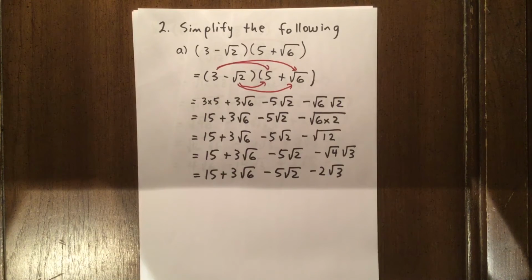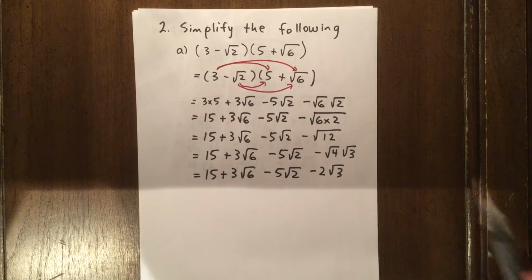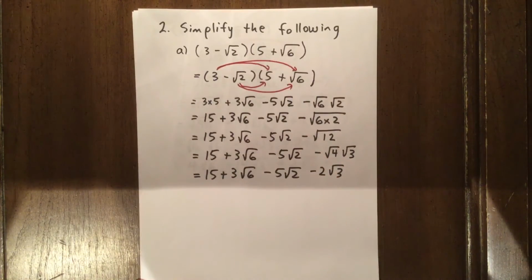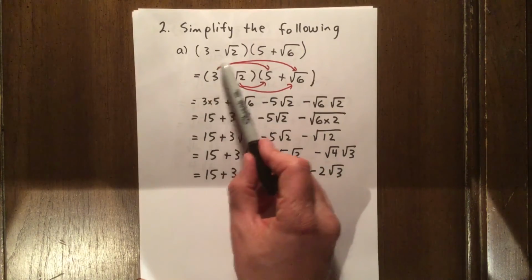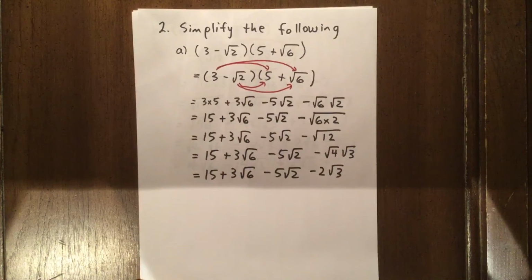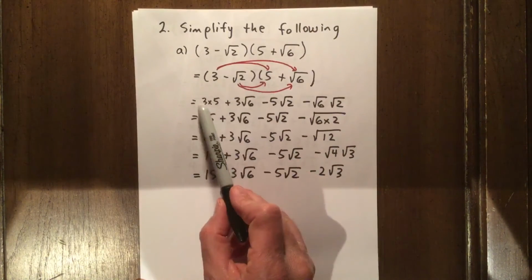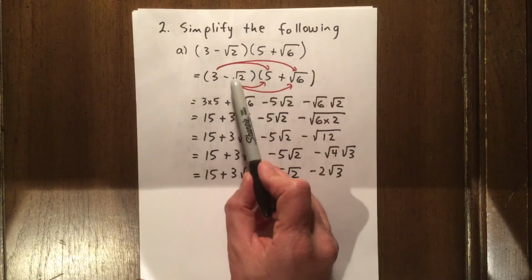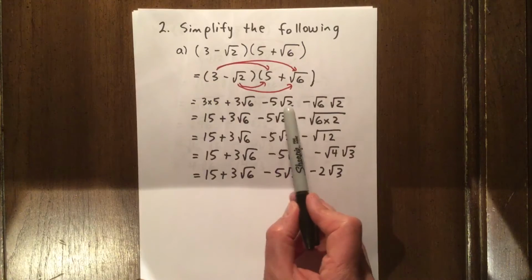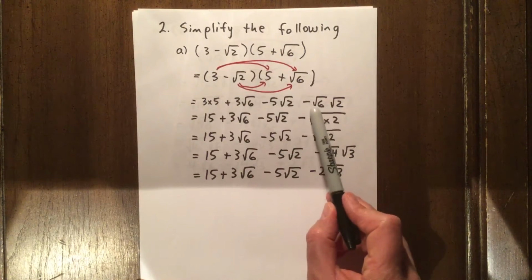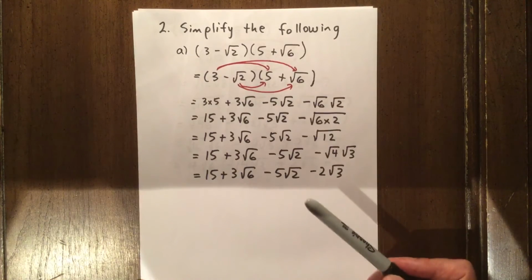Now, what if we wanted to simplify a question like this? 3 minus root 2 times 5 plus root 6. Well, what we do is we expand. Some people call this FOIL. Use the distributive property. 3 times 5, 3 times root 6, negative root 2 times 5 is negative 5 root 2, and negative root 2 times positive root 6 is negative root 6 root 2.